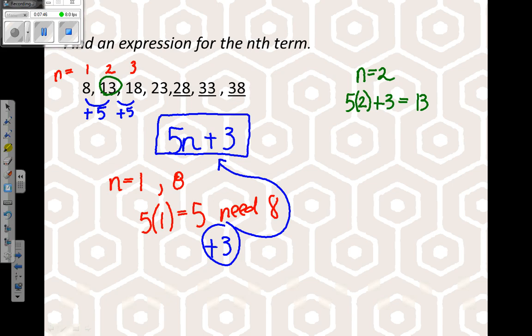Let's try one more. Let's try n equals 3 and just be sure that it holds. So if I plug in 3 for n, 5 times 3 is 15, plus 3 is 18. Was 18 the third number in my sequence? Yes, it was. So whatever value you have that you're constantly adding or subtracting, that's the number that you're going to multiply by n. And then you figure out what you have to add or subtract to get that first number. So for this one, 5n plus 3.